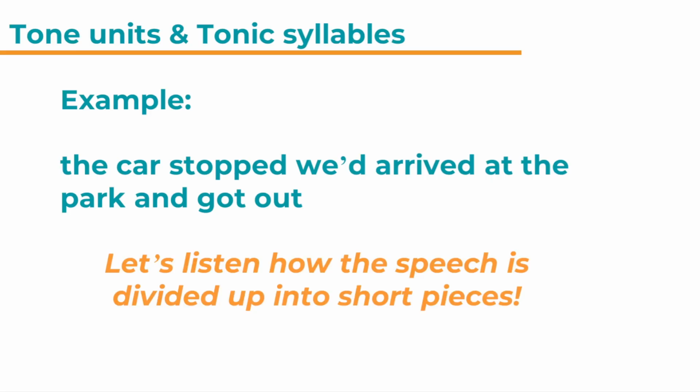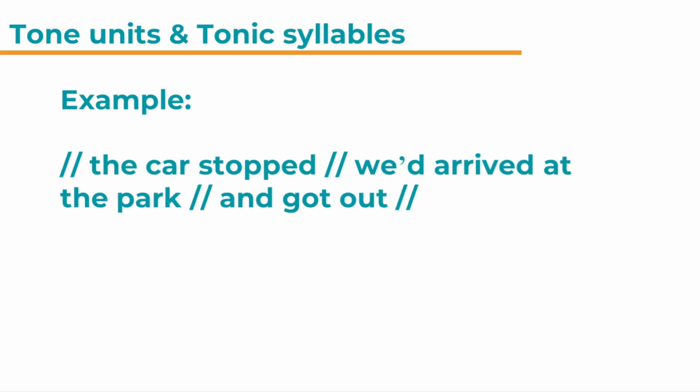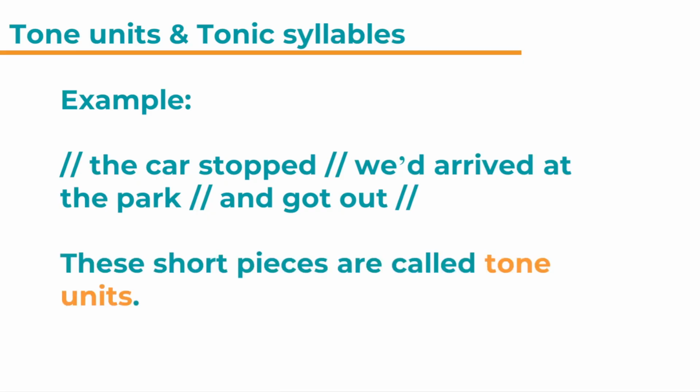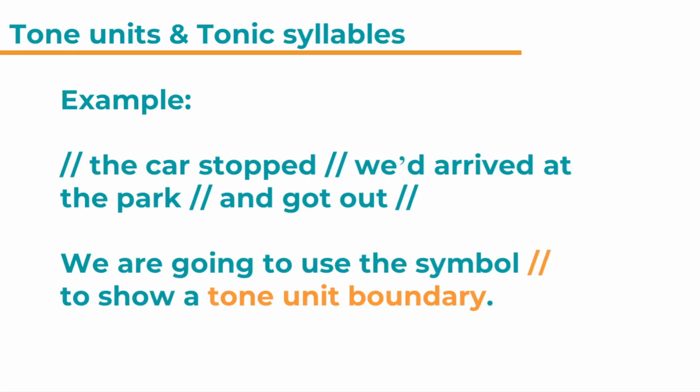Now, let's listen how the speech is divided up into short pieces here. Listen carefully. The car stopped. We'd arrived at the park and got out. Here again are the different units of speech, and this time you can see a little symbol appearing where there was a little break. The car stopped, we'd arrived at the park and got out. These short pieces are called tone units. We're going to use this symbol here, those two forward slashes, to show a tone unit boundary.